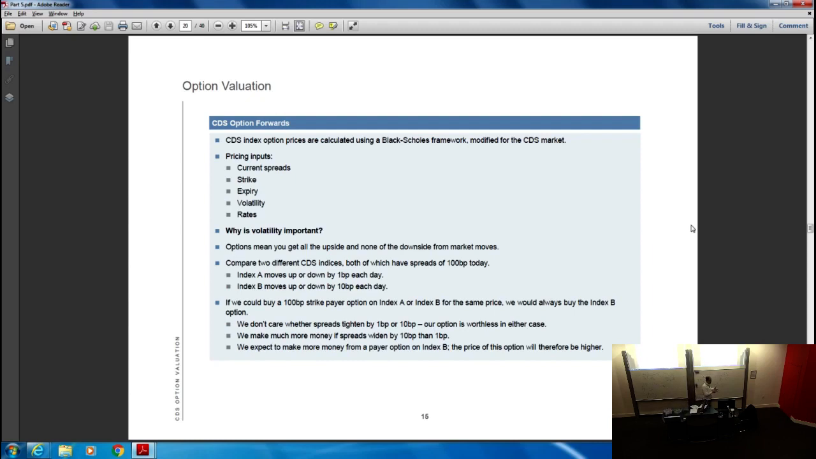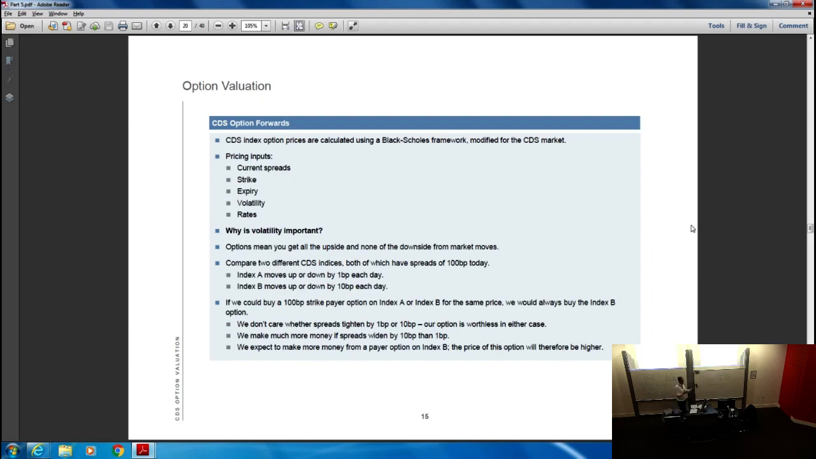Of all of these things, spreads are determined by the market because that's where things are trading at the moment. The strike and expiry are chosen by the investor who's buying or selling that particular option. The rates exposure is quite small because you have a CDS spread discounting over there. So actually the main exposure that you have is your volatility. Okay? So volatility goes into the pricing of the CDS options.